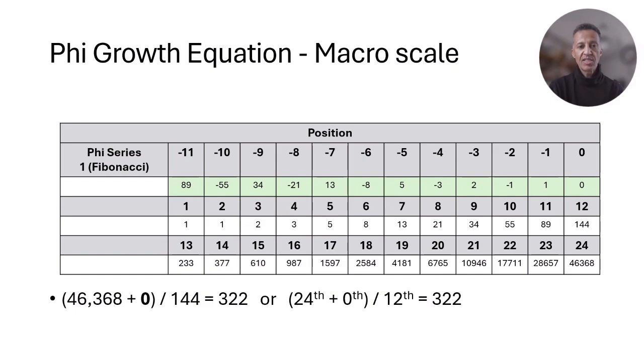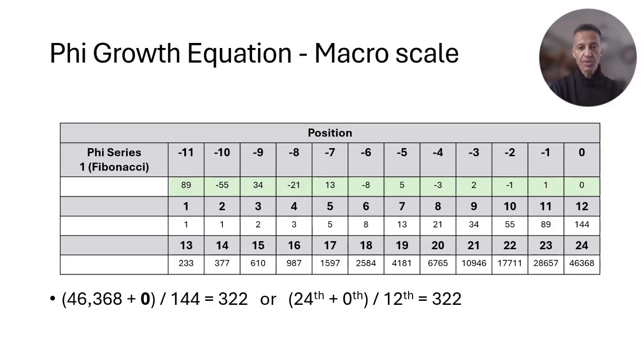Now the Phi Series 1, or Fibonacci series, typically starts at 1. So position 1 starts with 1 and goes 1, 1, 2, 3, and so on. But we can extend it backwards. At position 0, it is a value of 0. But then at position minus 1, it is a value of 1. Position minus 2, it is a value of minus 1. So it oscillates between positive and negative numbers.